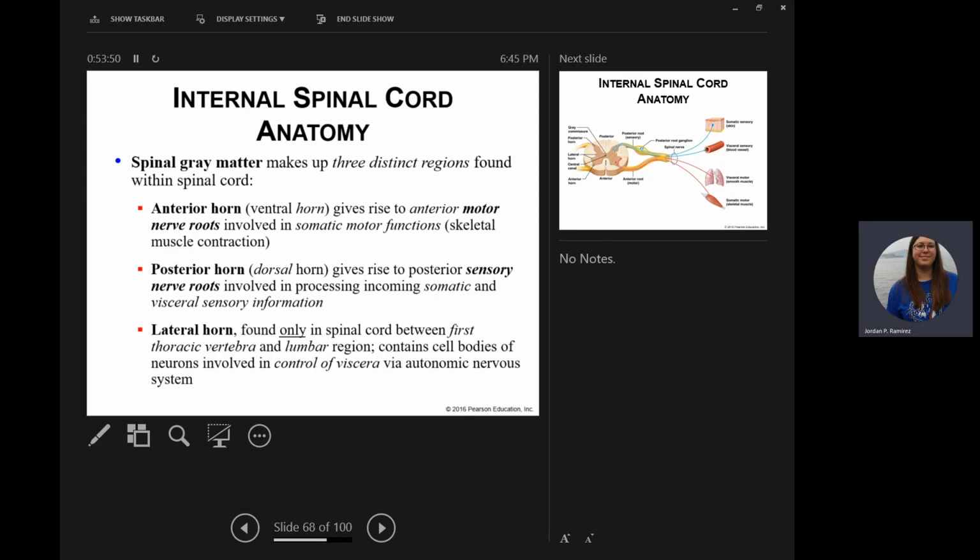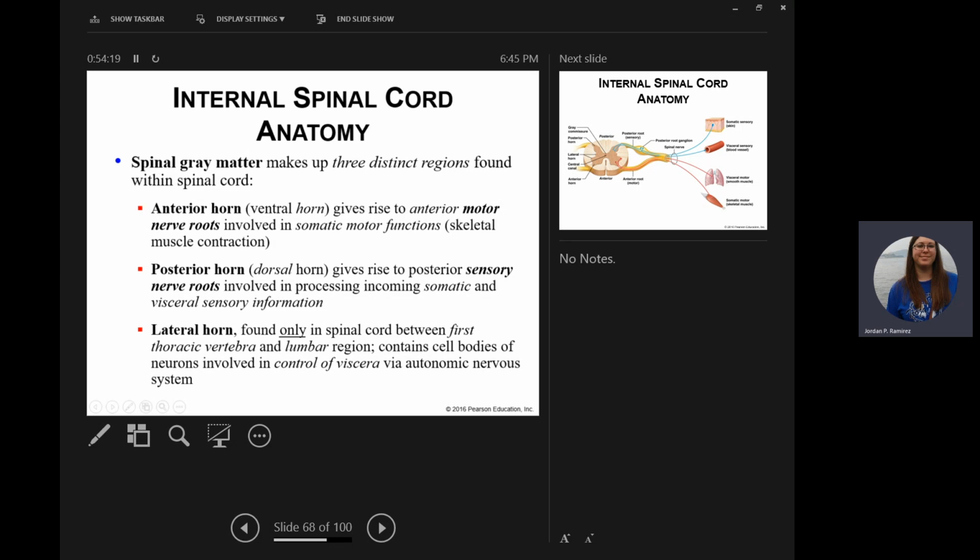All right, so the anterior horn, or ventral horn, gives rise to the anterior motor nerve roots that are involved in somatic motor functions. So skeletal muscle contractions, the name, we understand. Skeletal muscle contraction, there are motor nerve roots. Makes sense. The posterior horn, or dorsal horn, gives rise to the posterior sensory nerve roots, which are involved in processing incoming somatic and visceral sensory information. Makes sense. Sensory and sensory.